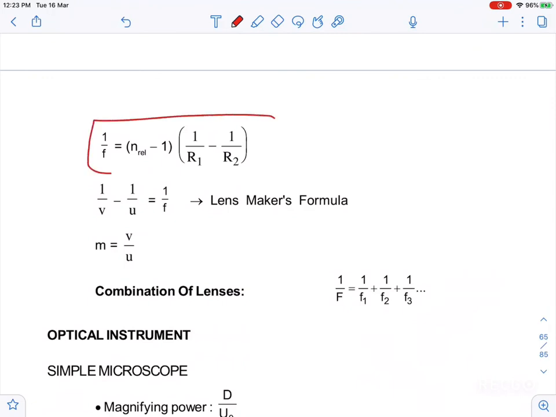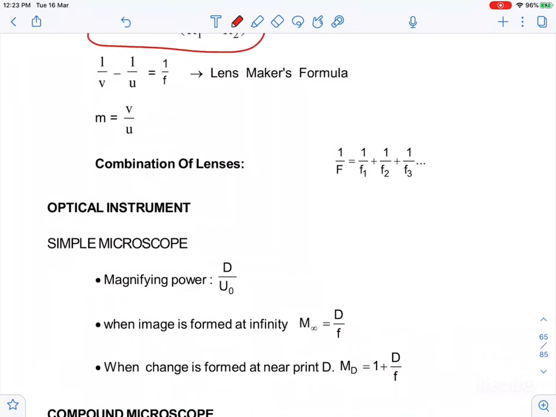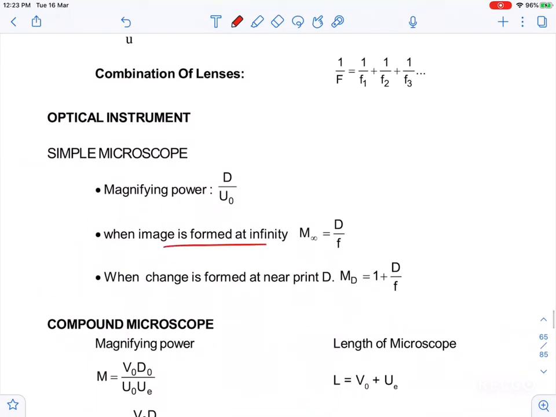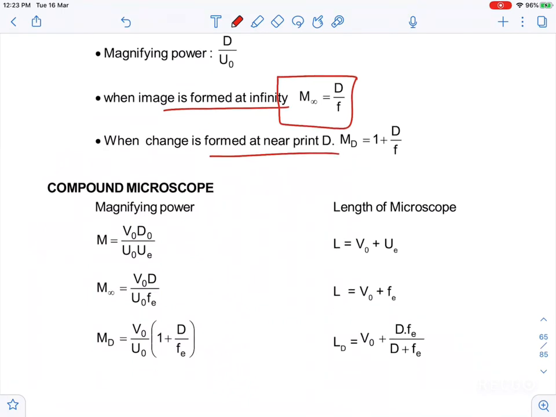What is relative refractive index? Mu of lens upon mu of medium, guys. So this you have written as the formula 1 by F is equal to 1 by F1 plus 1 by F2. Now optical instrument: magnification is the least distance of distinct vision D upon u naught. For an object at infinity the magnification is D by f, and for near distance, 1 plus D by f.